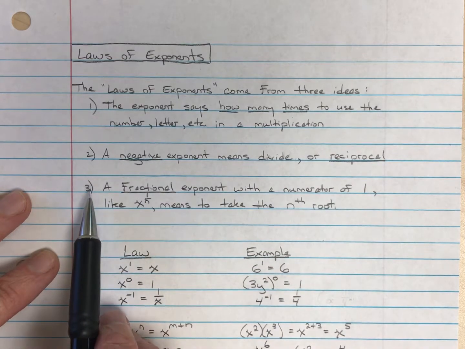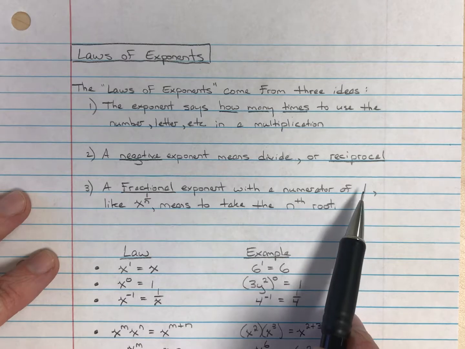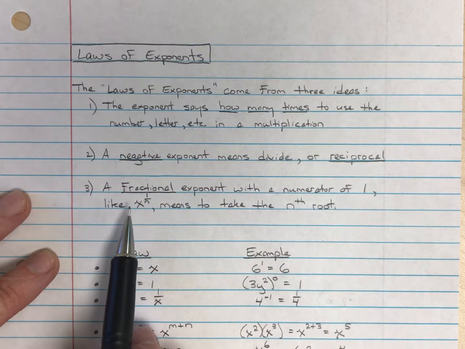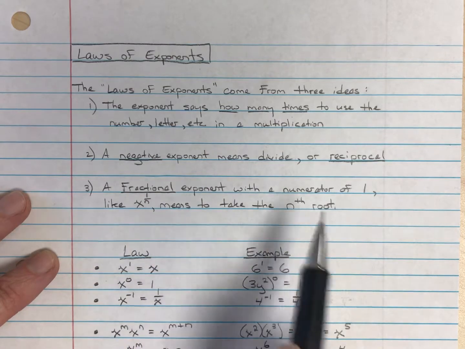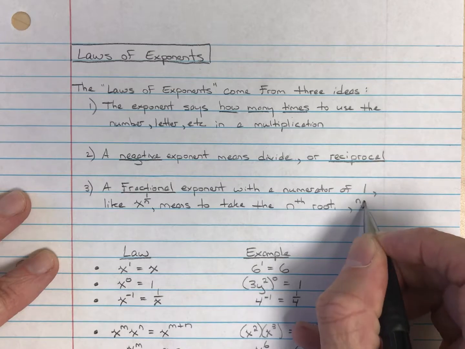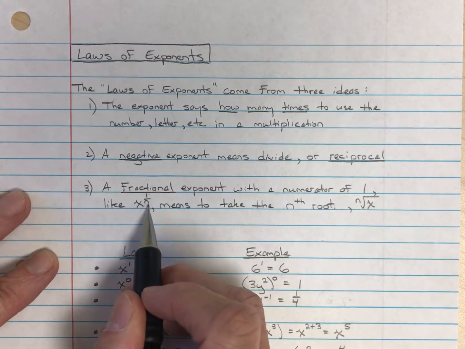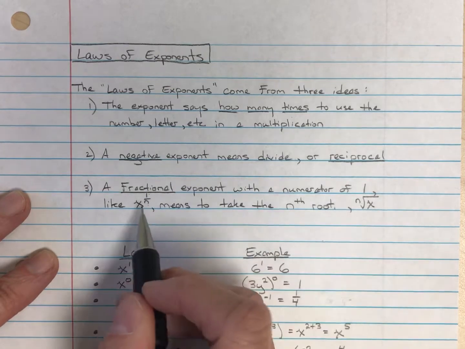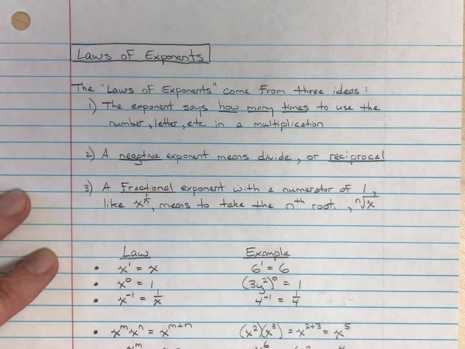And number three, a fractional exponent with a numerator of 1, for example, x to the 1 over n, means to take the nth root. So this would look like the nth root of x. So x to the 1/2 is the square root. X to the 1/3 is the cube root, etc.